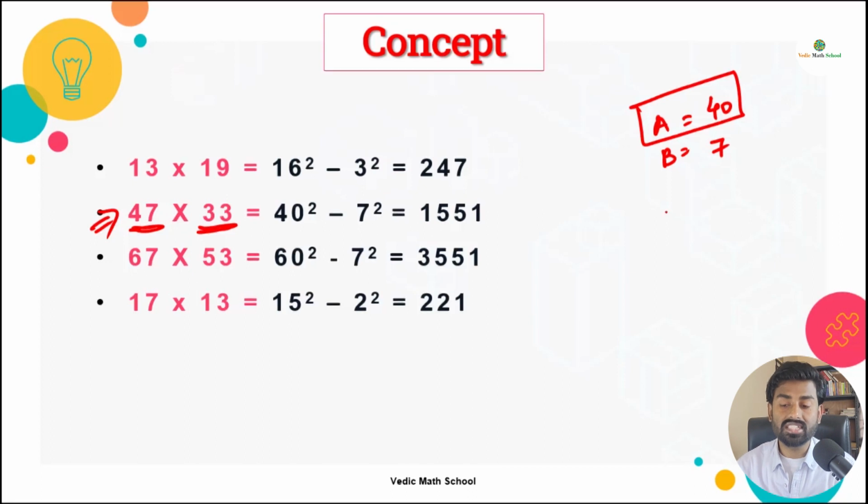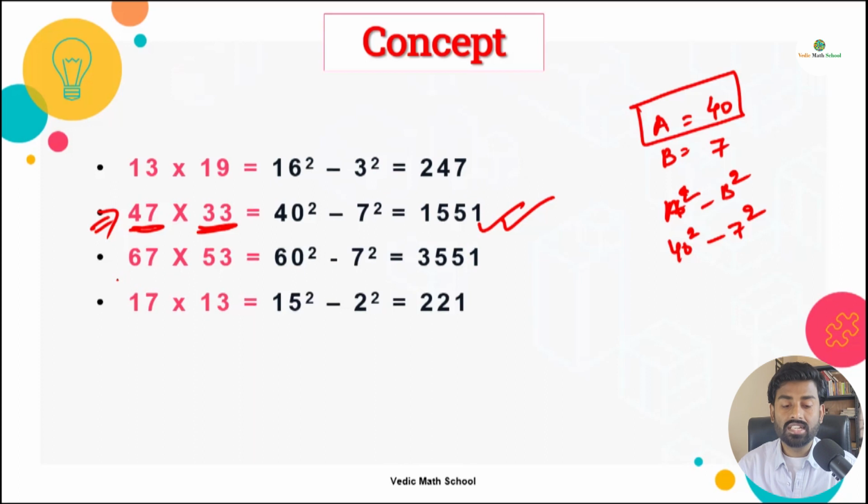Now 40 square is 1600, because you have to do a square minus b square. So 40 square is 1600, and 7 square is 49. If you do that, you will get 1551. Simple. Let's take one more example.